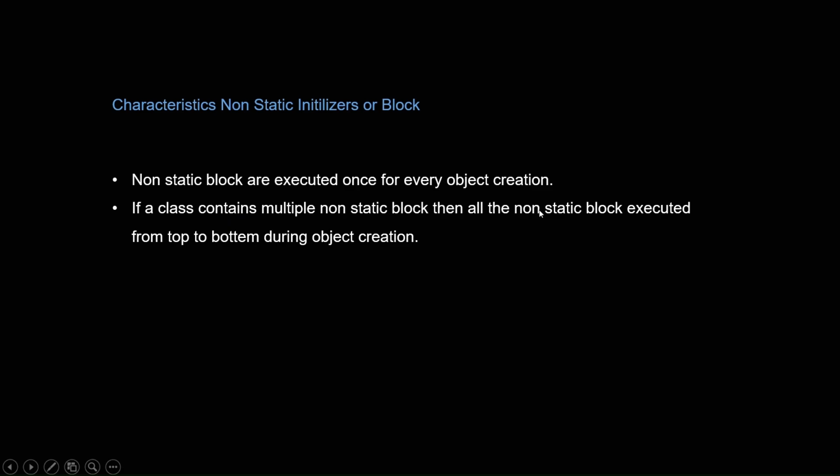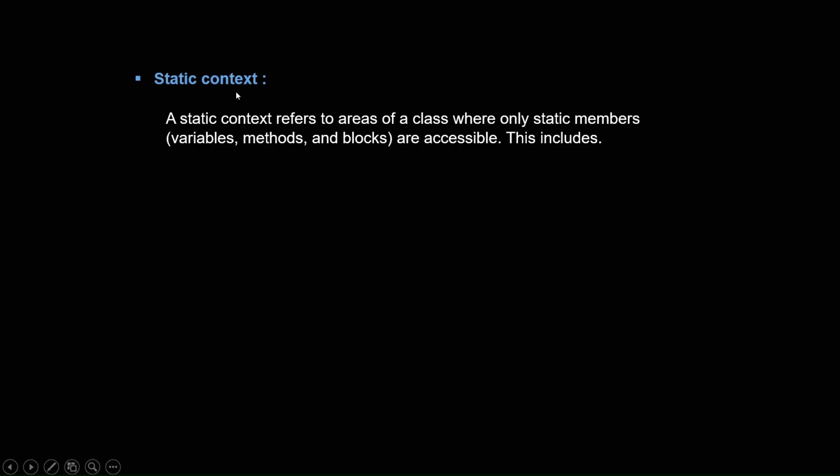If a class contains multiple non-static blocks, then all the non-static blocks are executed from top to bottom during object creation. When you are running a program and the object is created, every block will be executed once. Next one is that non-static blocks can call non-static members. We can call those members from the non-static block.